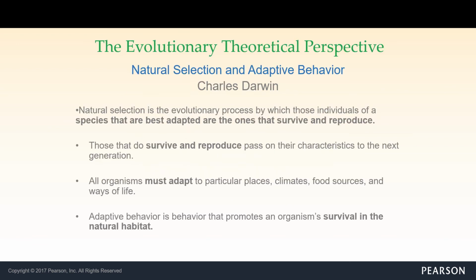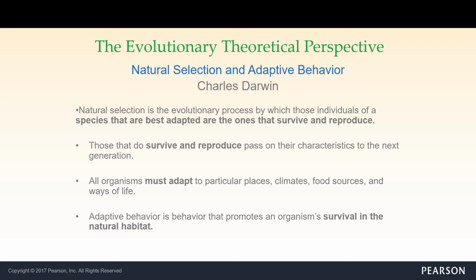So there is also the evolutionary theoretical perspective that's related to genetics, and that's natural selection and adaptive behavior, Charles Darwin. And he said natural selection is the evolutionary process by which those individuals of a species that are best adapted are the ones that survive and reproduce. Those that do survive and reproduce then pass on those characteristics to the next generation.